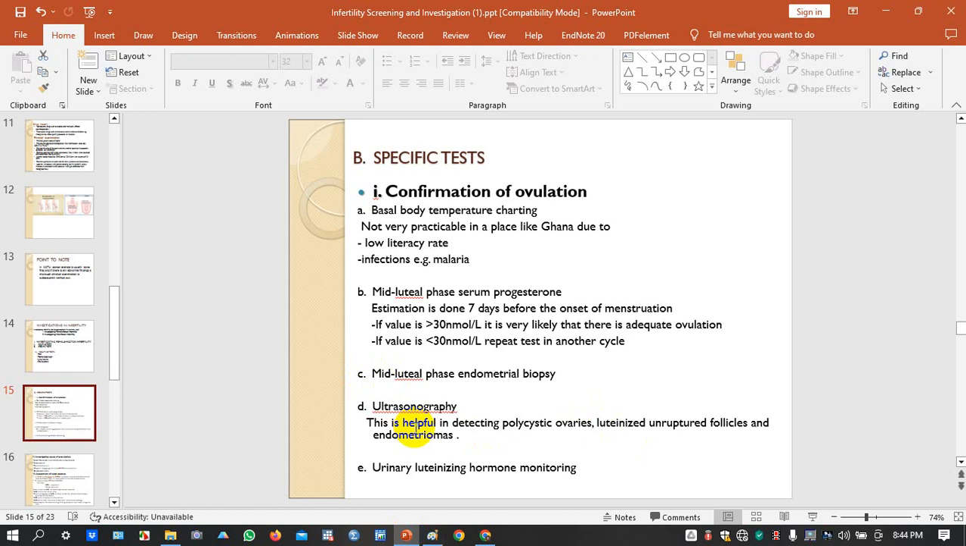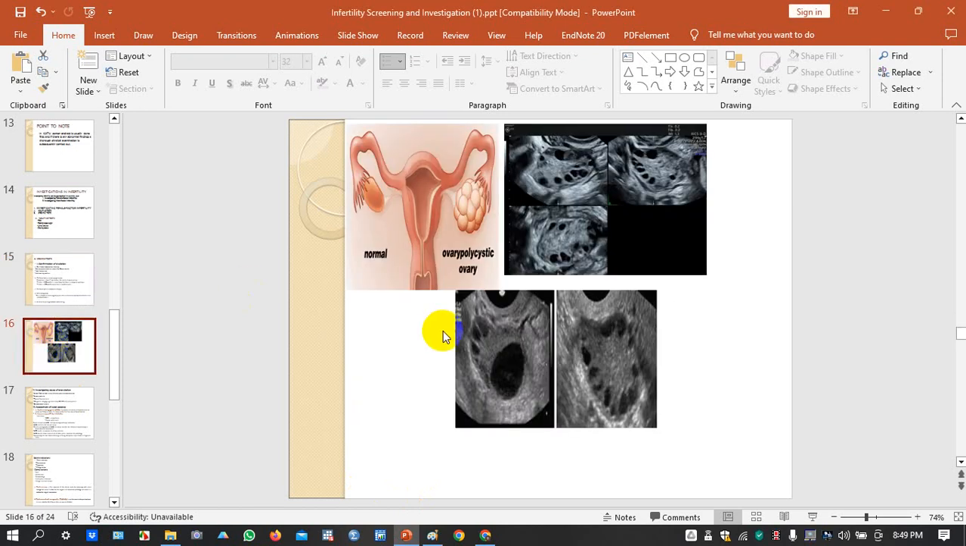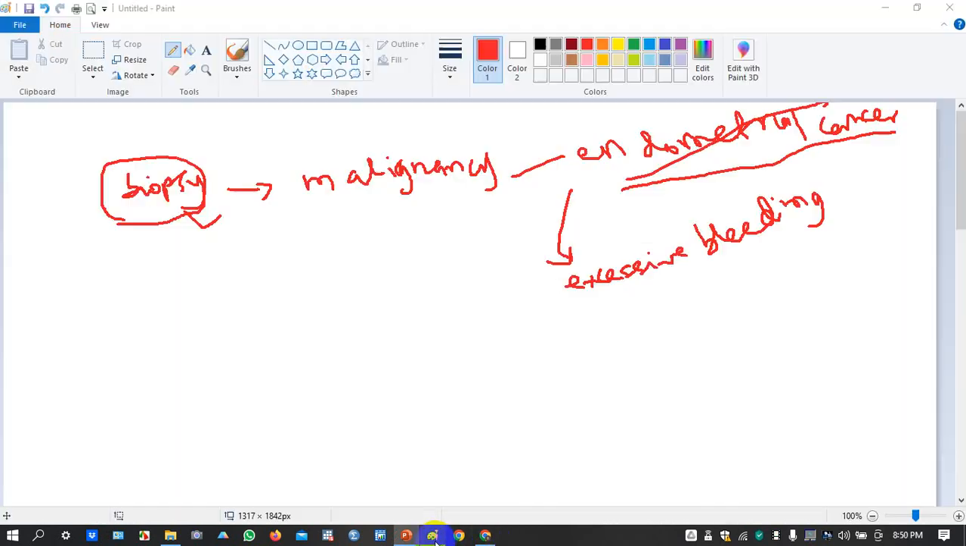So we can also do ultrasonography. This is helpful in detecting whether there is polycystic ovaries, luteinized unruptured follicles, and endometriomas. So when we say polycystic ovaries, or also called polycystic ovarian syndrome, we can see this is a normal ovary. We can see that the polycystic, a cyst, is a collection of fluid.